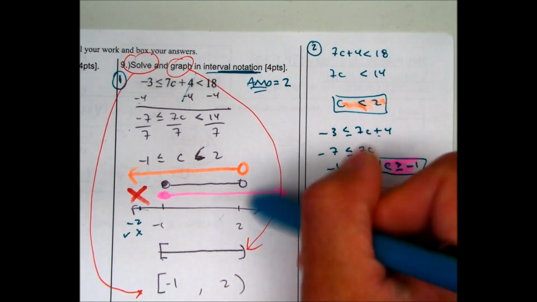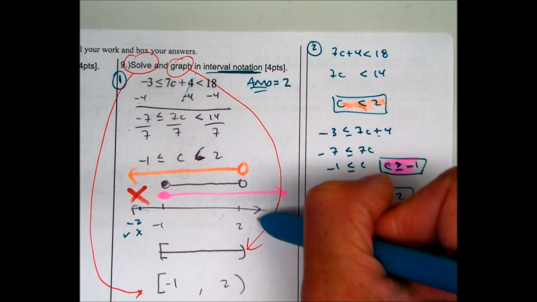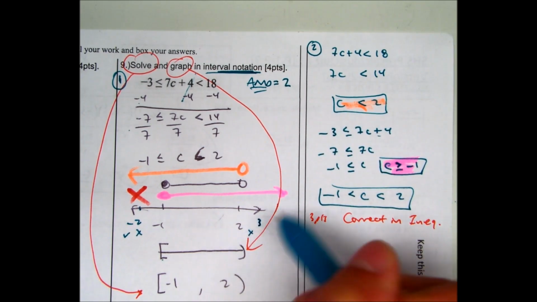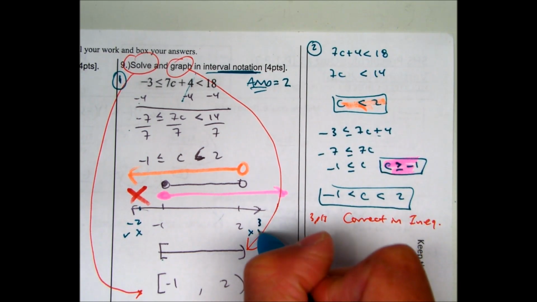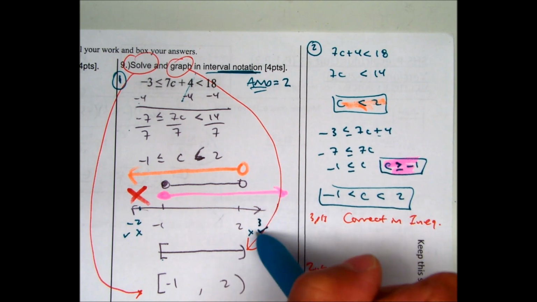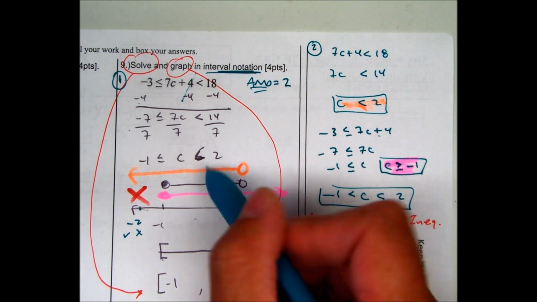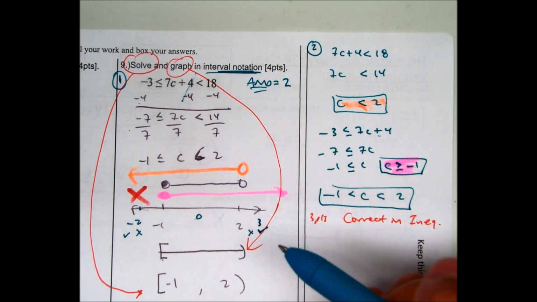Pick a number to the far right of this number here. So I'll just pick 3. 3 smaller than 2? No. 3 bigger than negative 1? Yes. But remember, it only meets one condition, which is true here. I need both of them. Let's pick a number in the middle. Always try to pick 0.